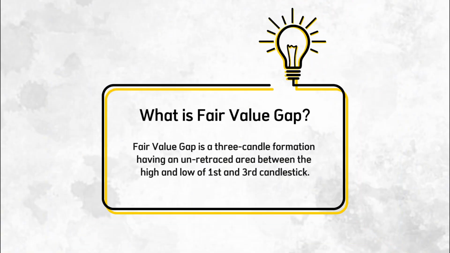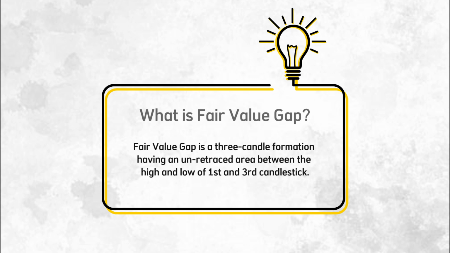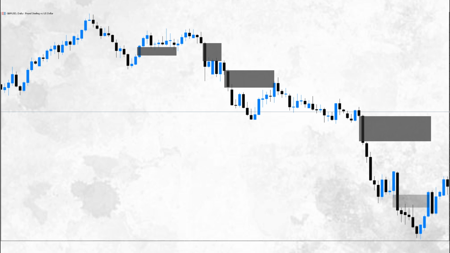Fair value gap is a three-candle formation having an unretraced area between the high and low of the first and third candlestick. Fair value gaps arise in the Forex market when rapid price movements create gaps between candles, signaling an imbalance between supply and demand. These gaps highlight areas where the market has not achieved equilibrium, often due to a sudden influx of buying or selling pressure.